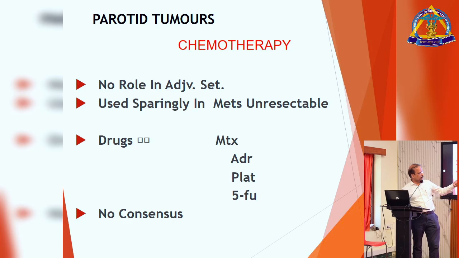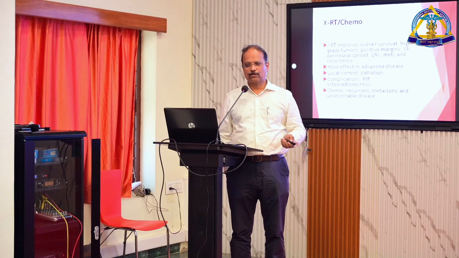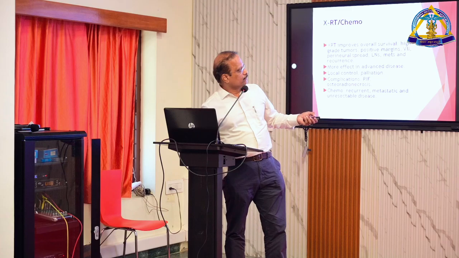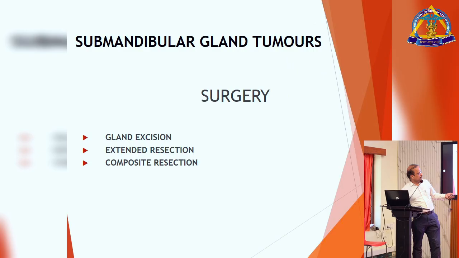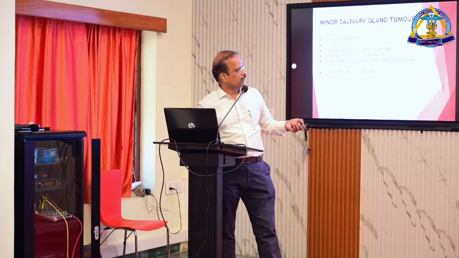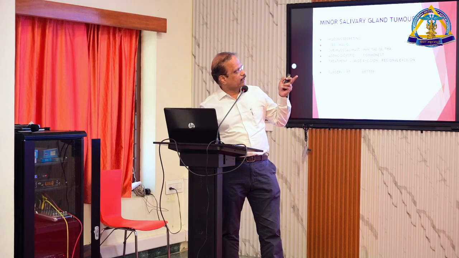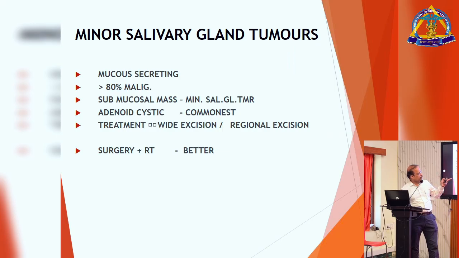The chemotherapy drugs are methotrexate, adriamycin, 5-fluorouracil and mitomycin. If you have a tumor of the submandibular salivary gland, again it is excision of the submandibular salivary gland, or it could be an extended resection or composite resection. Minor salivary gland tumors, I have told you, are 80% malignant. They will present as malignant. Adenoid cystic carcinoma is more common in minor salivary glands, but minor salivary gland tumors are not common.